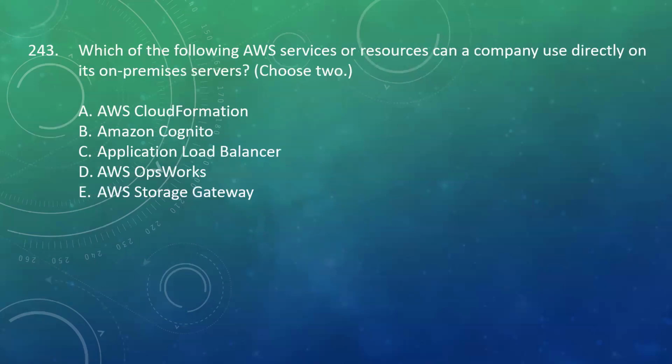Let's look at the next question. Which of the following AWS services or resources can a company use directly on its on-premises servers? You need to choose 2 options here. Your options are AWS CloudFormation, Amazon Cognito, Application Load Balancer, AWS OpsWorks, AWS Storage Gateway. And the correct answers are on your screen, which is AWS OpsWorks and AWS Storage Gateway.